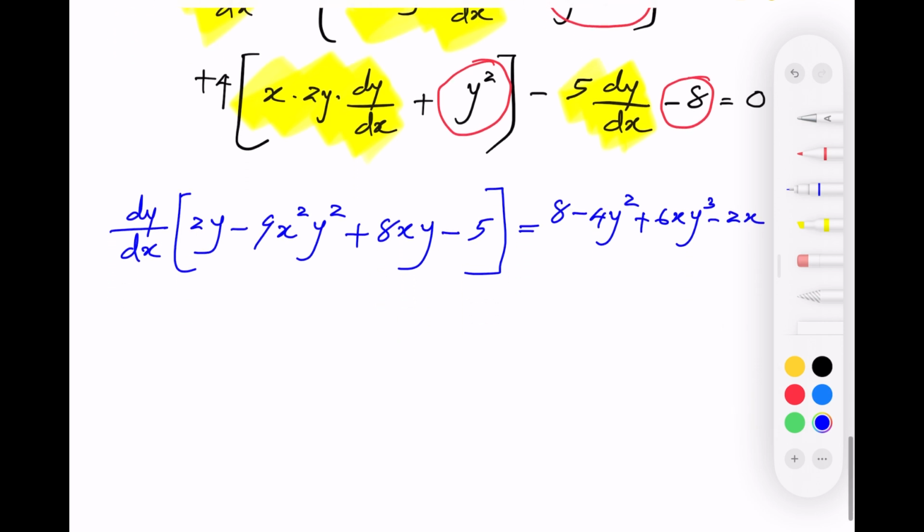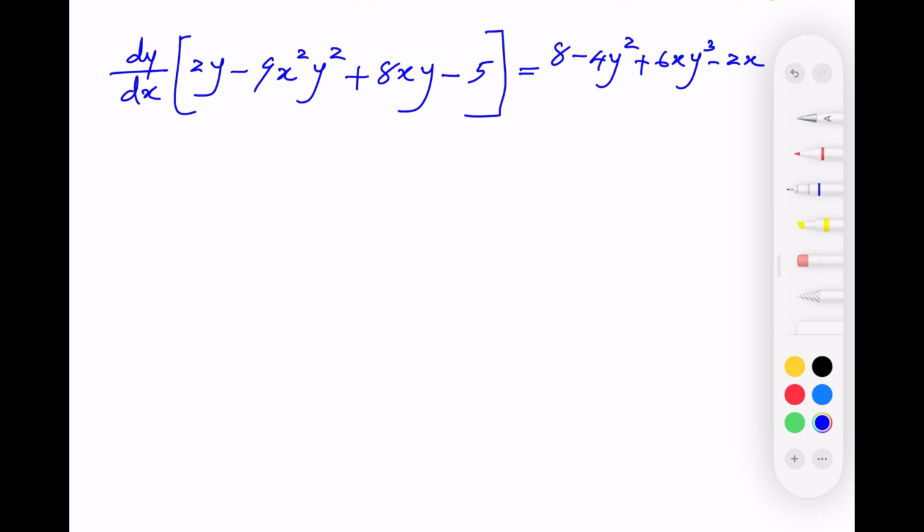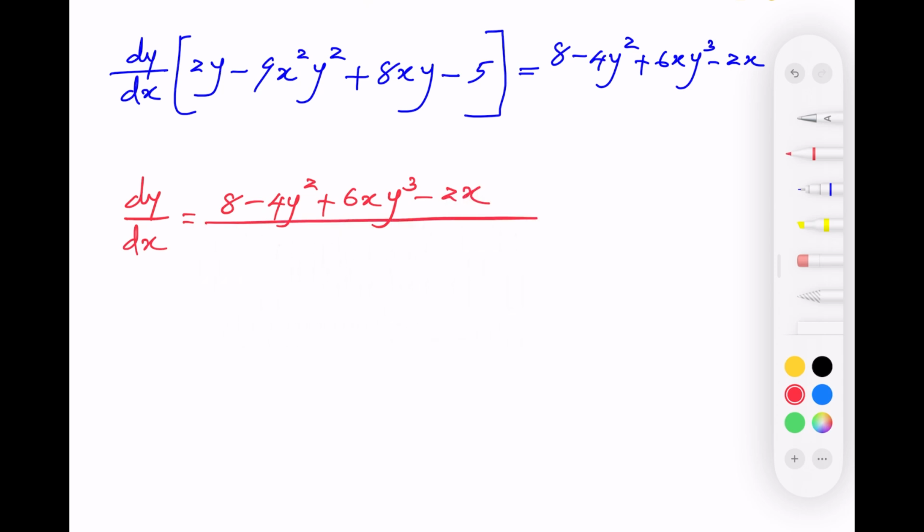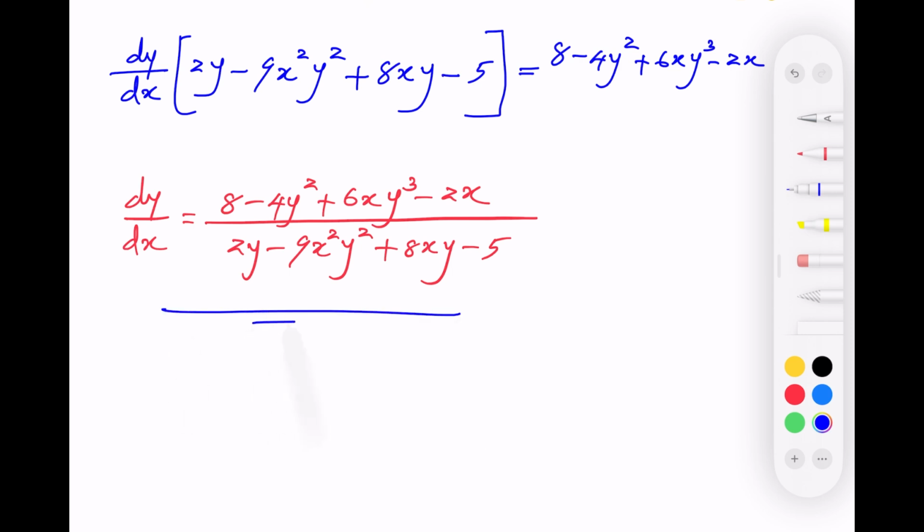Now we can easily subject dy by dx. All I have to do is to divide both sides by this complete factor. When I do so, I get dy by dx equals 8 minus 4y squared plus 6xy cubed minus 2x, all of that divided by 2y minus 9x squared y squared plus 8xy minus 5. That's the final answer expected for this problem.